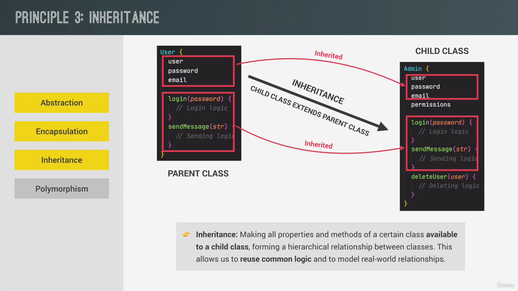Now, of course, a child class can then also have its own methods and properties. So at the end of the day, the child class ends up with some methods and properties from its parent and some of its own. So we can say that the admin is also a user, but basically an extended user, so with some added functionality.